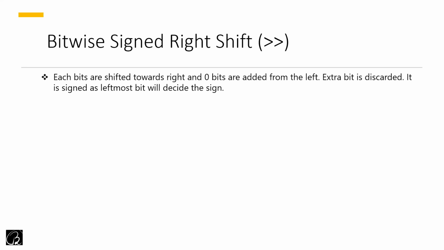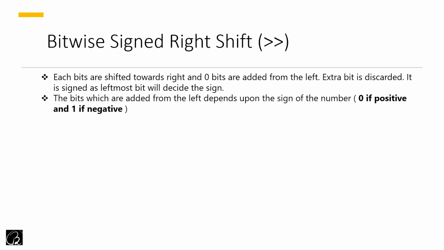So here each bits are shifted towards right. If you look at this symbol, you will understand what it is trying to do. And 0 bits are added from left and extra bit is discarded. So we are saying signed because the bits which are added from the left, it depends upon the sign of the number. So it would be 0 for positive, otherwise 1 for negative.